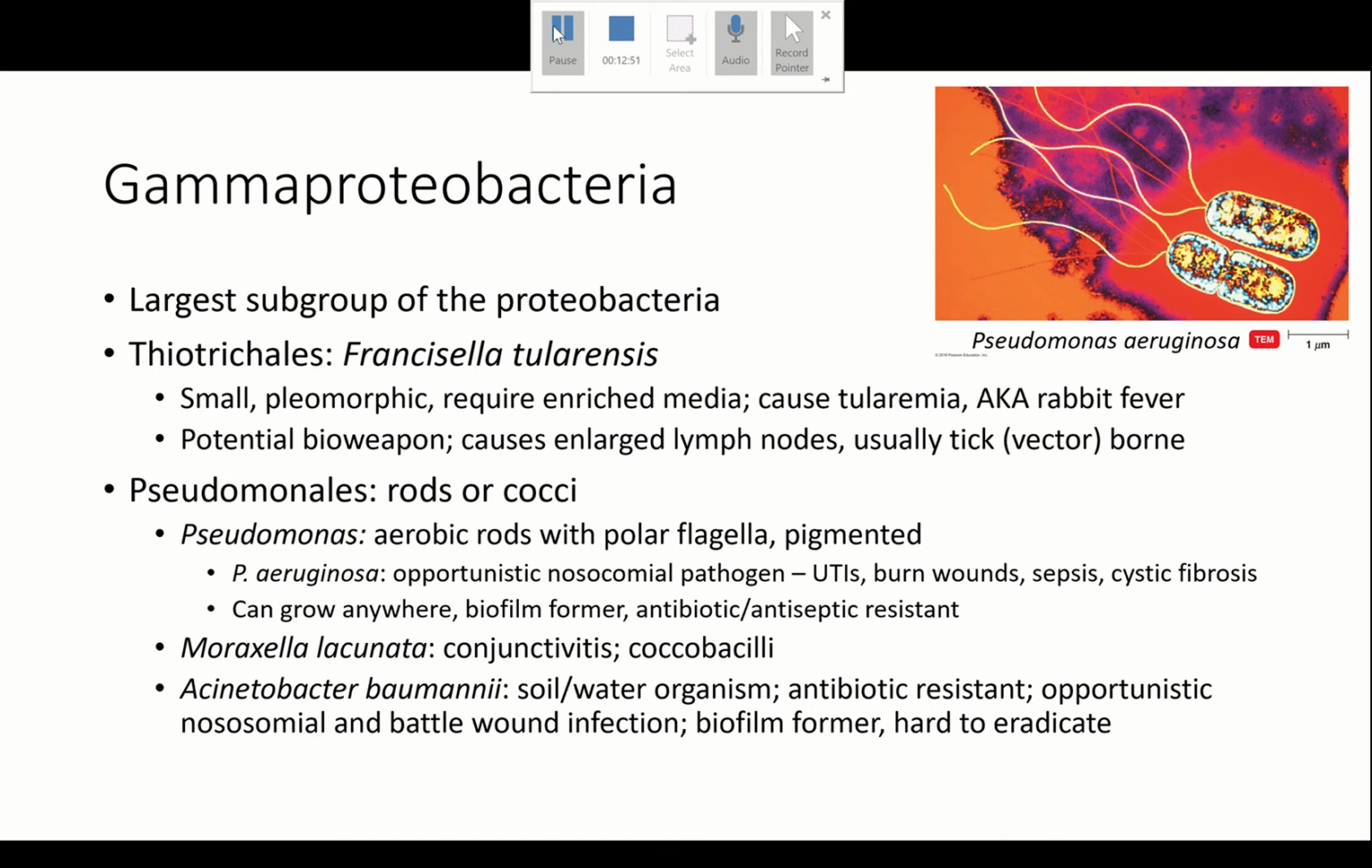The next organism is called Moraxella lacunata, and this will cause a conjunctivitis or eye infection, and it usually will appear as a coccobacillus.